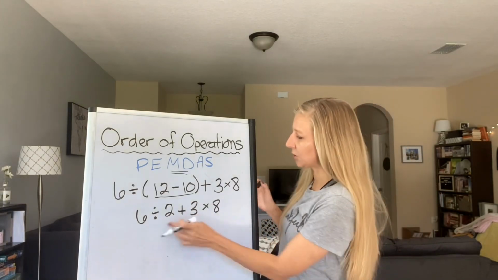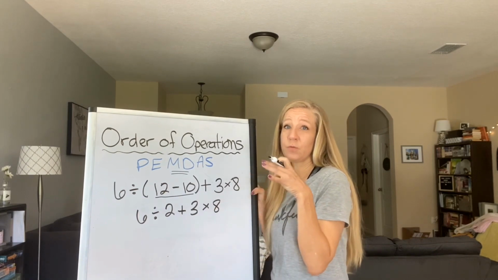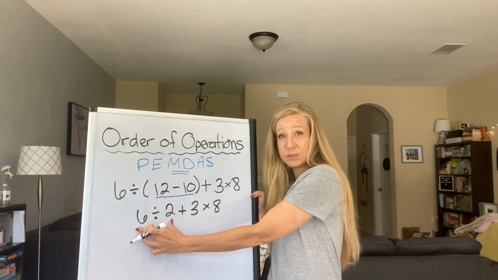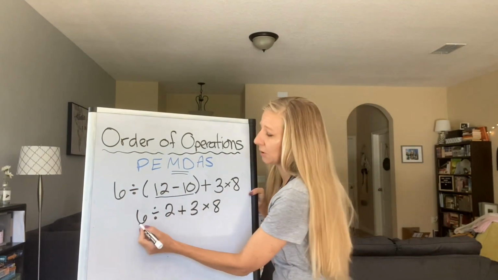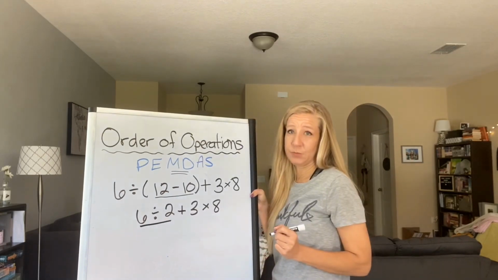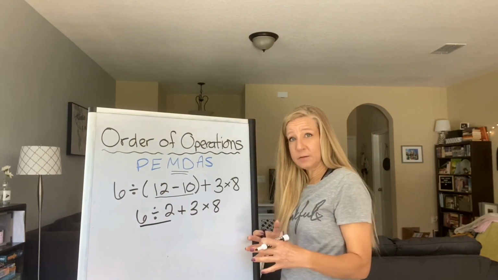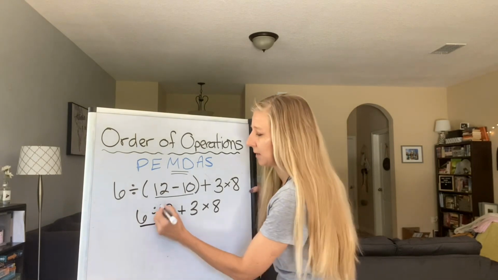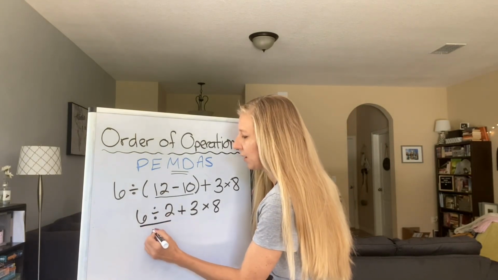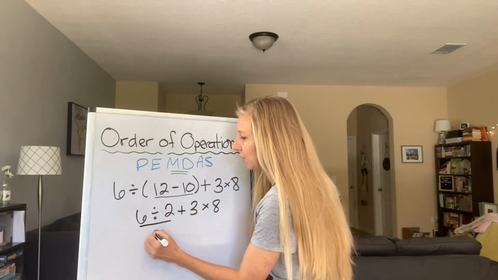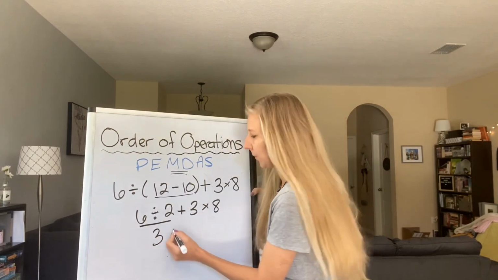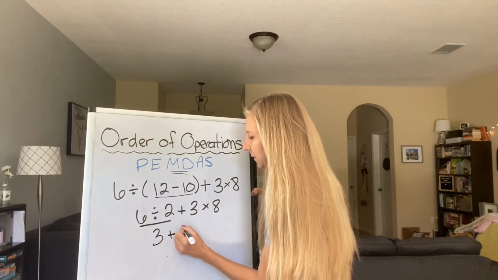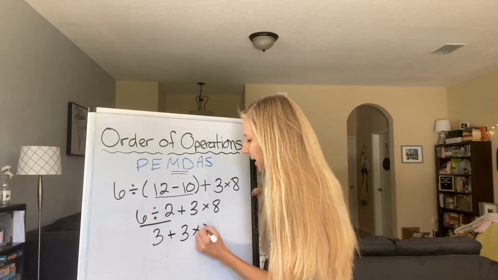So I see a division and I see a multiplication. So first I'm going to do what came first, and the division happens to come first here. So I'm going to do 6 divided by 2. Now I'm going to solve that and rewrite the rest of the equation the way it is. So 6 divided by 2 is 3, plus 3 times 8.